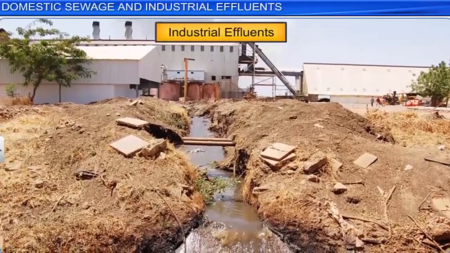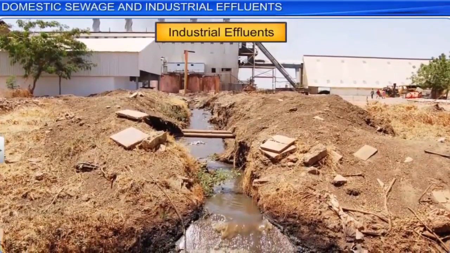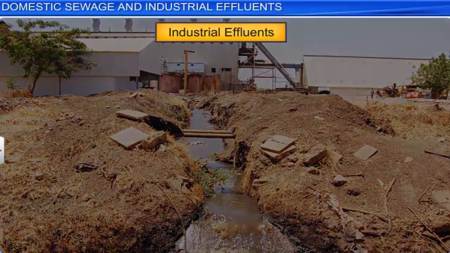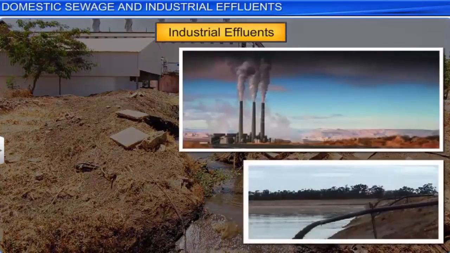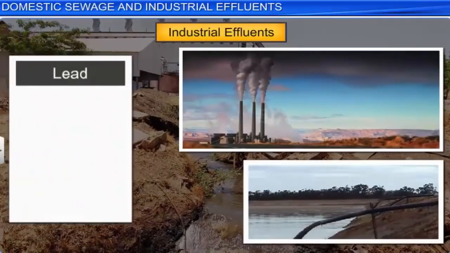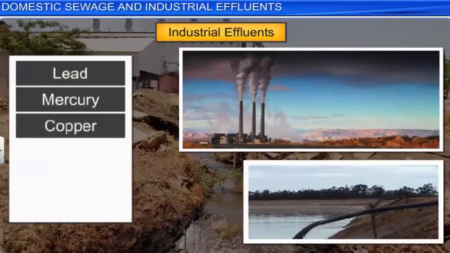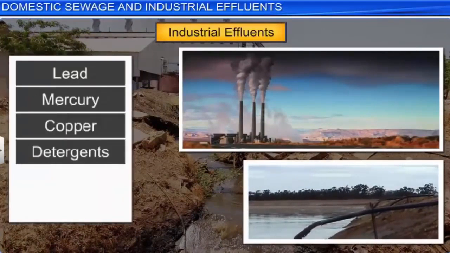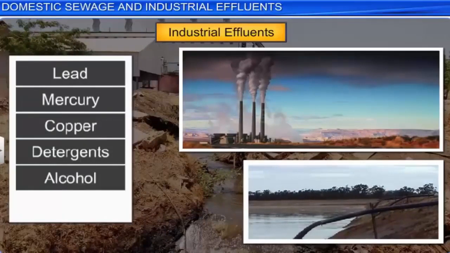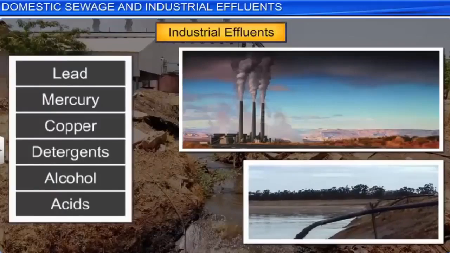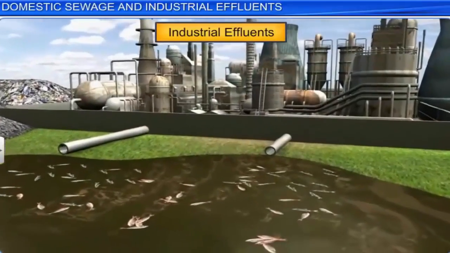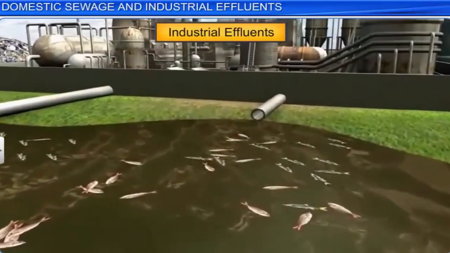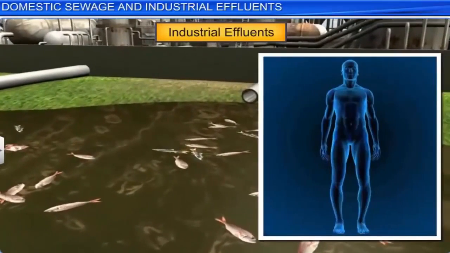Industries such as paper manufacturing, petroleum, sugar and textile mills release tons of wastewater that contain toxic metals such as lead, mercury and copper, along with detergents, alcohol and acids into water bodies. These pollutants are highly toxic to aquatic fauna and other animals, including human beings.